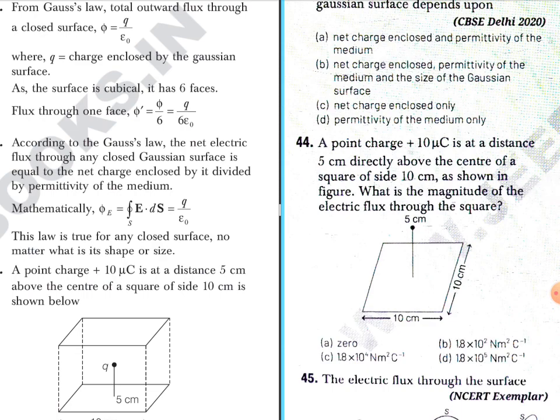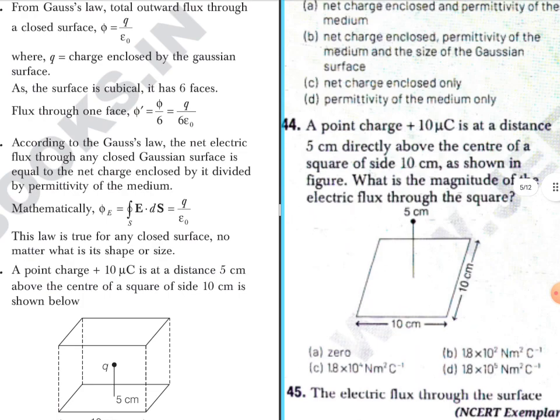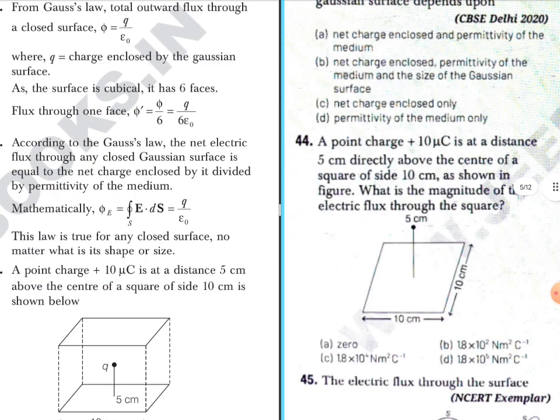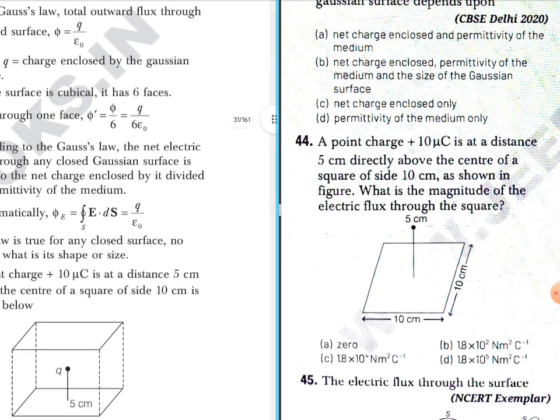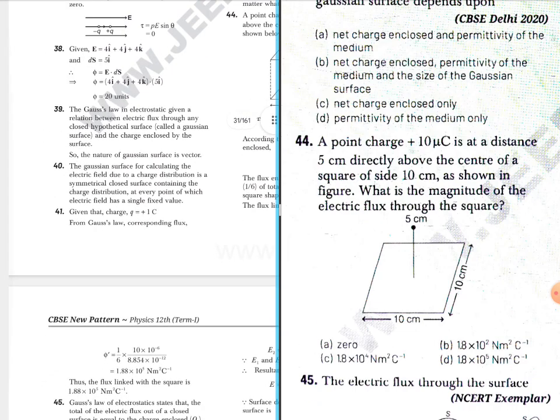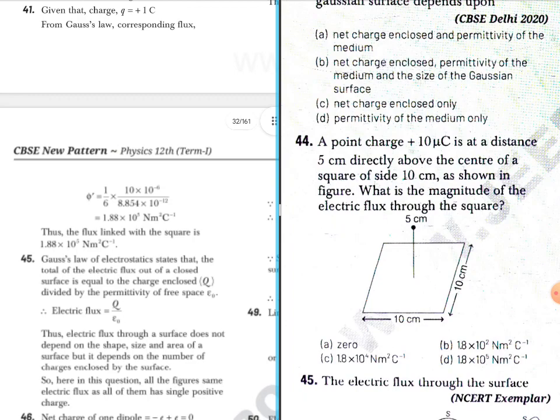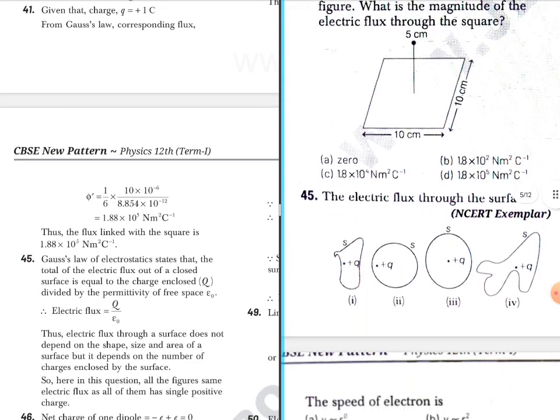44th, you see a square above which there's a plus 10 microcoulomb charge in space at a distance of 5 centimeter. You have to construct a cube such that the 10 microcoulomb charge is at the geometric center, so this becomes the flux coming out of one of the faces, which is Q by 6 epsilon naught. You know the value of Q and epsilon naught, substitute and get the answer, and the value has to be 1.88 into 10 to the power 5. So option D is the answer.